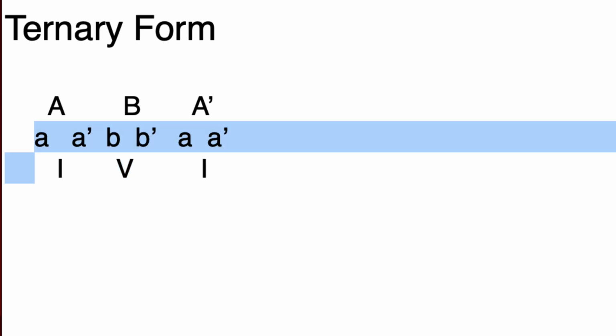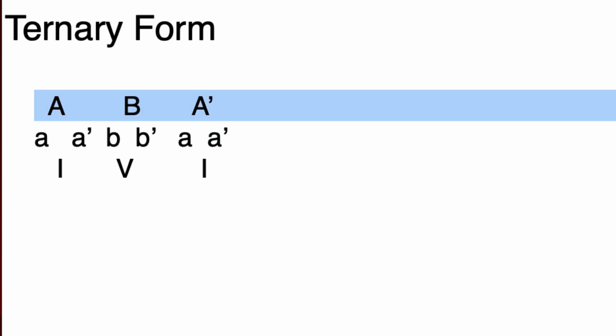Okay, so in this line, we have the key structure that we would expect in simple ternary form. In this line, we have the phrase structure that we would expect in simple ternary form. And up here, we have the large scale form of ternary form.